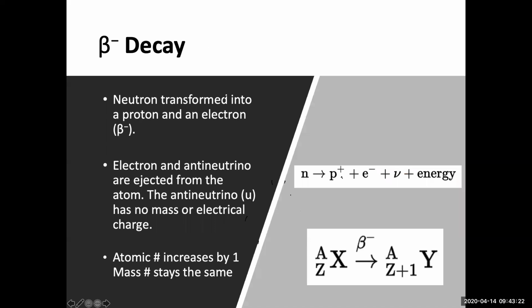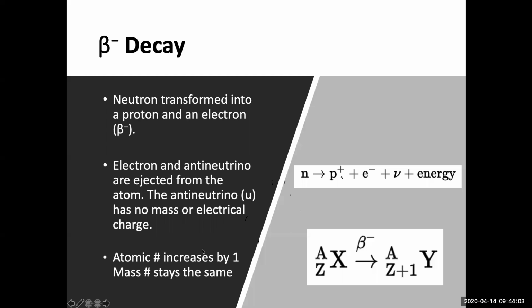Start with beta minus decay. A neutron is transformed into a proton and an electron, and we can call the electron beta here. So one neutron inside the nucleus will be converted to a proton, meaning the number of neutrons will be reduced and the number of protons will be increased. The electron and the neutrino are ejected from the nucleus and carry away the energy released in the process as kinetic energy. The electron is called a beta particle. The neutrino is a particle having no mass or electrical charge.